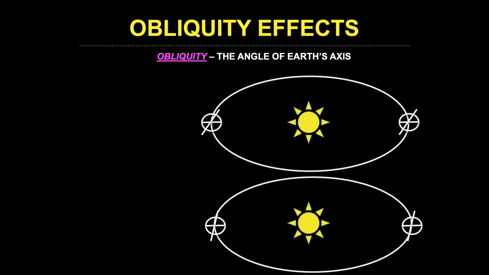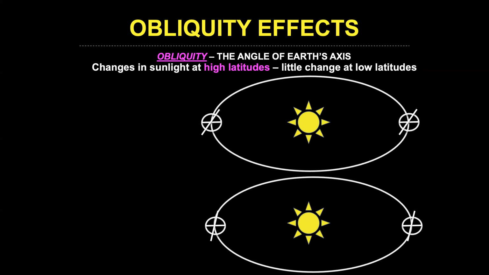So the idea of the angle of the Earth axis. Notice how this is much more exaggerated than this. Can you see that? If you can't, stop, take a look at it, let it sink in. So this is changes in sunlight at high latitudes with little change at low latitudes. So let's look at this for a second.